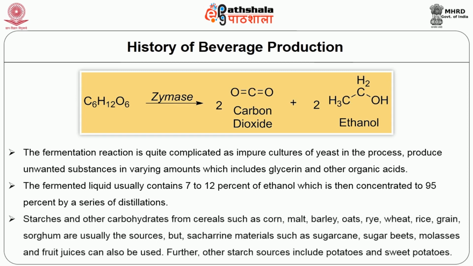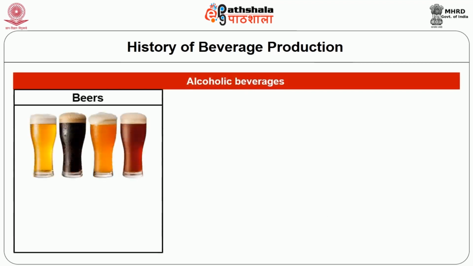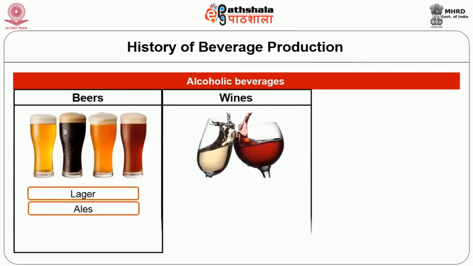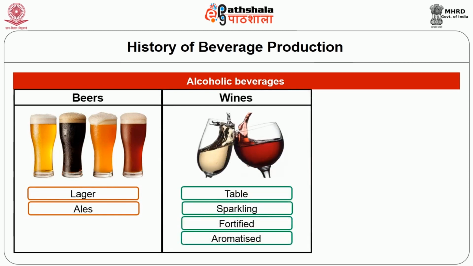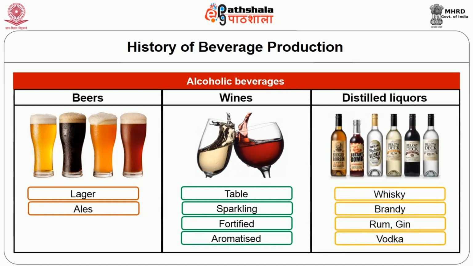Starches and other carbohydrates from cereals such as corn, malt, barley, oats, rye, wheat, rice, grain, sorghum are usually the sources, but saccharine materials such as sugarcane, sugar beets, molasses and fruit juices can also be used. Further, other starch sources include potatoes and sweet potatoes. The alcoholic beverages can be classified as beers, which include lager and ales; wines, which are table wine, sparkling wine, fortified wine and aromatized wine; and the last one, the distilled liquors, which include whiskey, brandy, rum, gin and vodka.